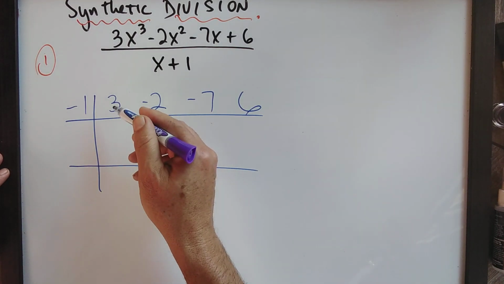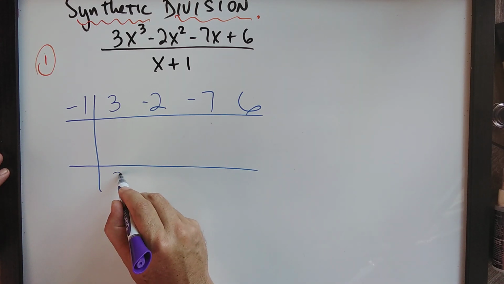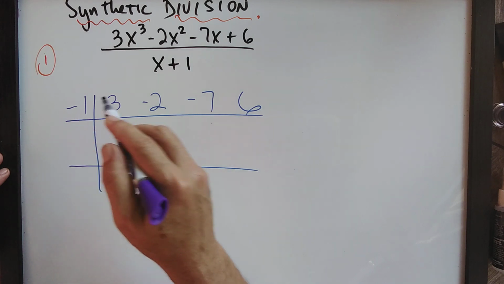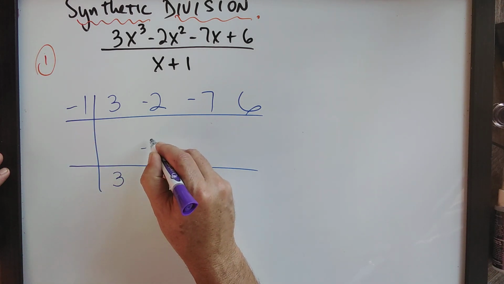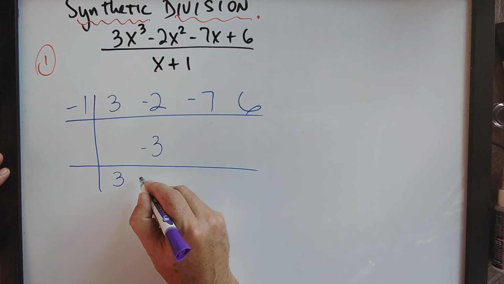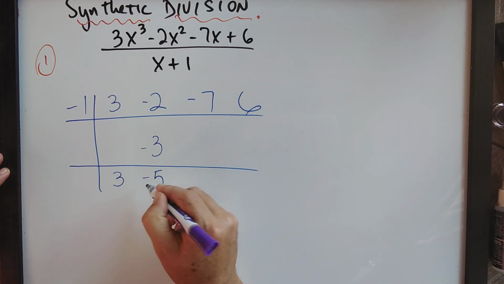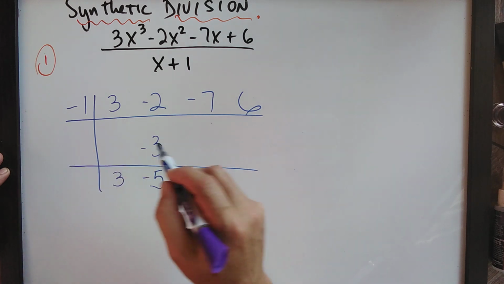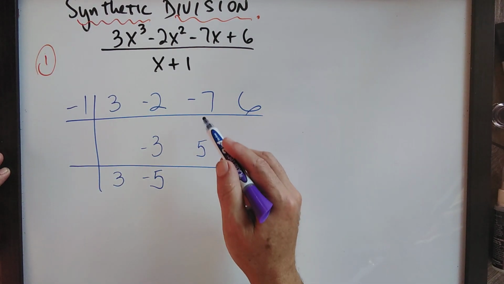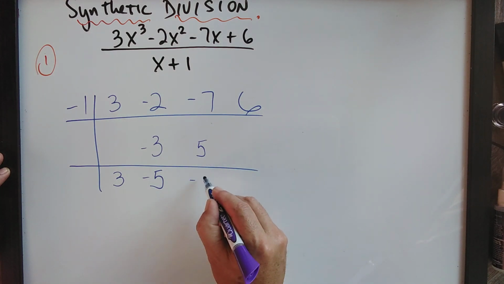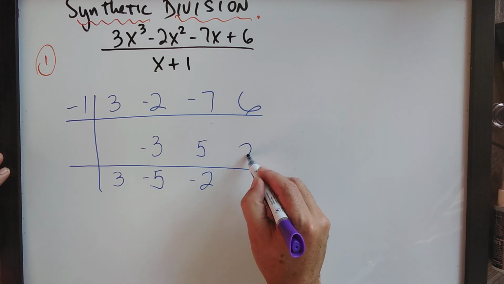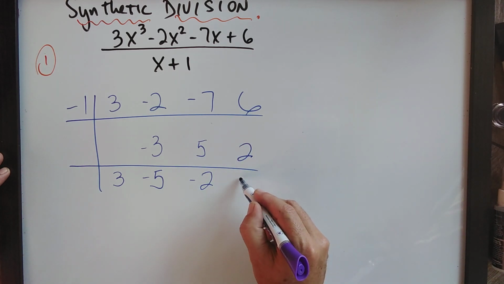First thing is to bring the 3 all the way down here. Now you multiply 3 times -1, -3, and you place it right here, -3. Now you're going to combine these two. -2 minus 3 is -5. You multiply -5 times -1 is +5. Combine these numbers again. -7 plus 5 is -2. Multiply -2 times -1 is +2. And that gives you 8.